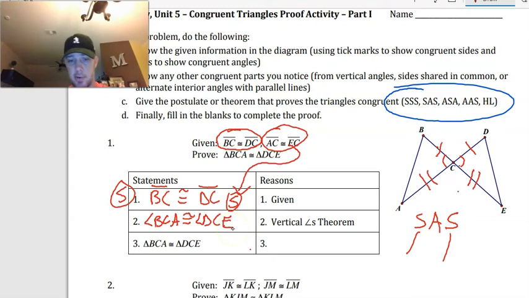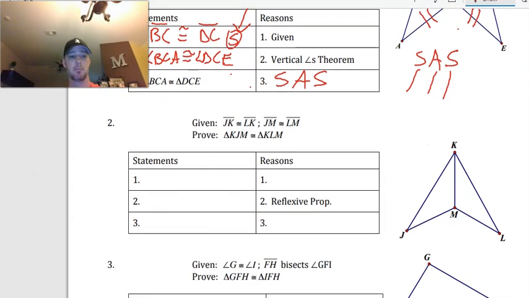And the reason already put there for us is the vertical angle theorem. And that is the angle we're looking for. So that is the third piece. Great. Now we can say the triangles are congruent by side, angle, side. All right. Not too bad. Let's try another one.